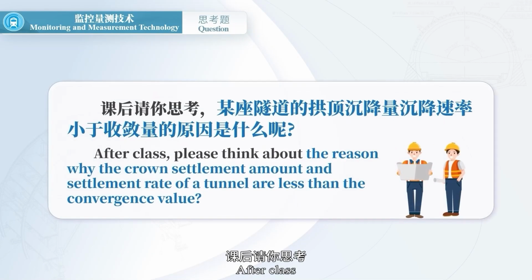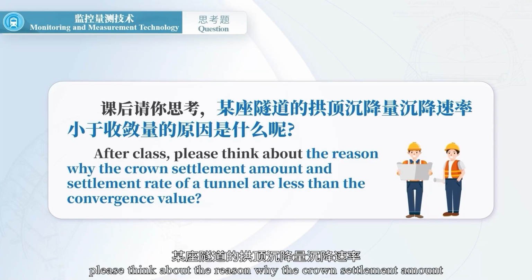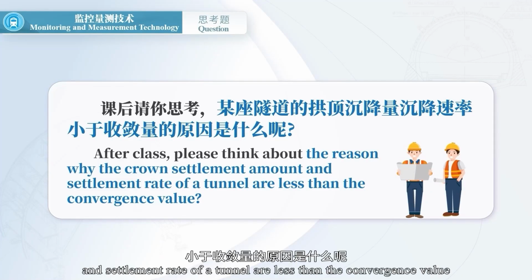After class, please think about the reason why the crown settlement amount and settlement rate of a tunnel are less than the convergence value.